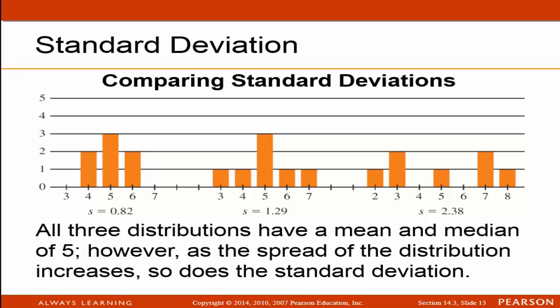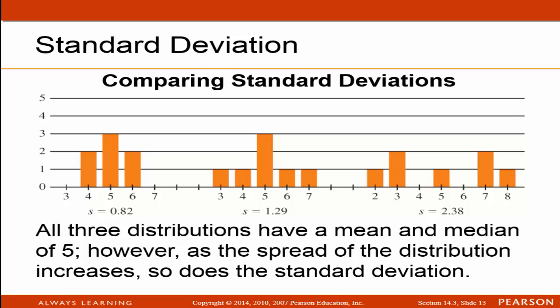Now the second one, the standard deviation is 1.29. As you can see, now they're a little bit more spread out. They're not all clustered closely around the 5. Now we have some 3s and some 7s. And then the last one, the standard deviation is 2.38. Again, you can see how the data set is even more spread out.